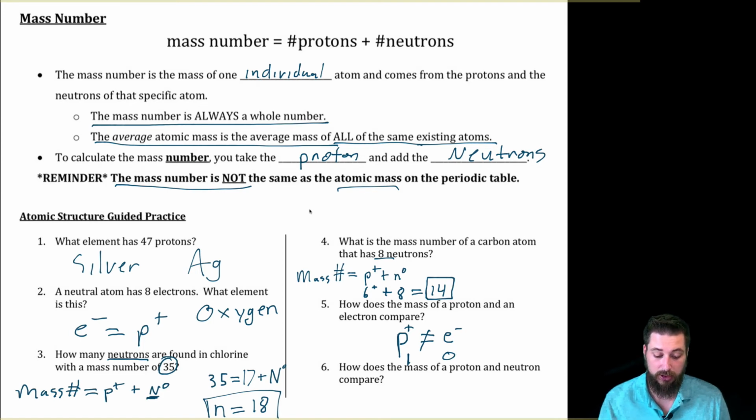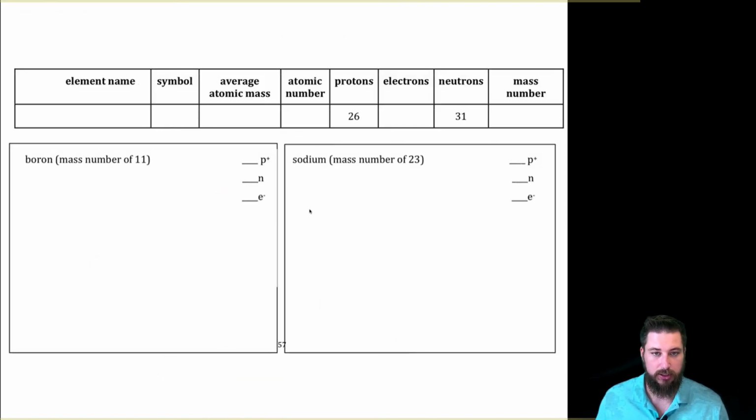So the next question is, how does the mass of a proton and a neutron compare to each other? Well, in this situation, the mass of the proton is equal to the mass of the neutron. And so they're equal to each other. In this situation, they're the same. So let's go ahead and go on to the next practice problems here.